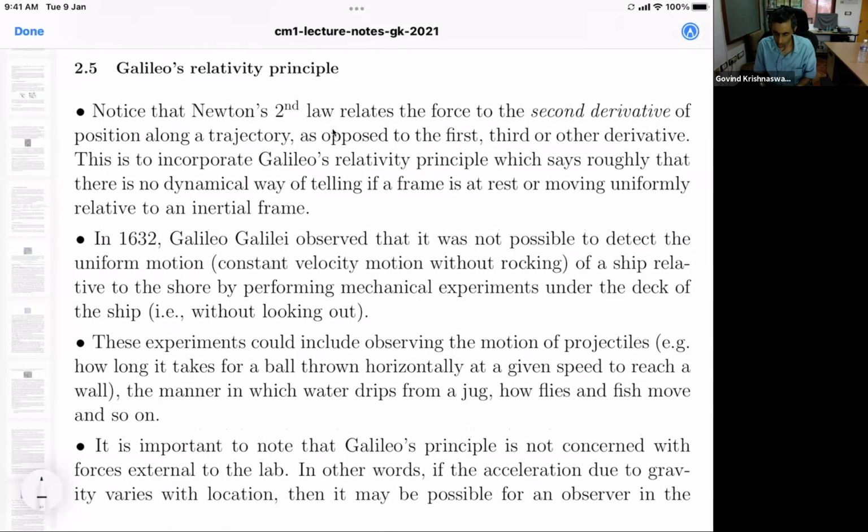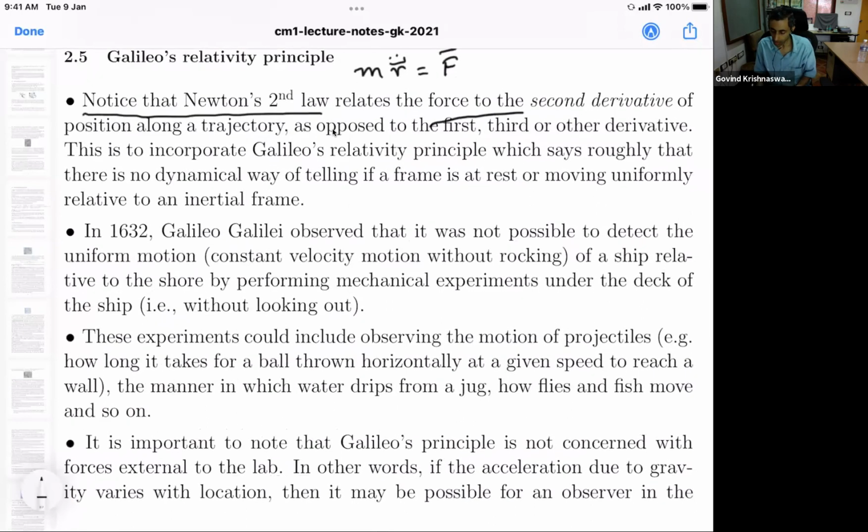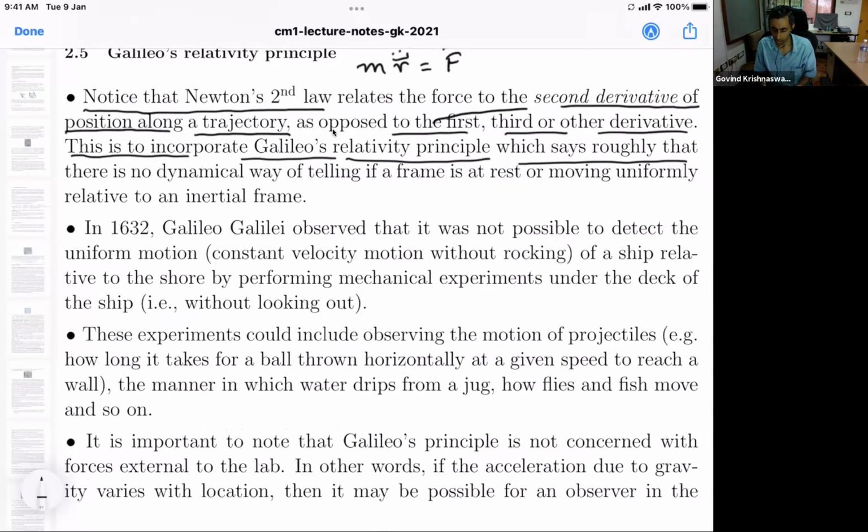So notice that Newton's second law, when I say Newton's second law, I mean the Newton's second law equation, namely m r double dot is equal to force, relates the force to the second derivative of position along a trajectory, as opposed to the first, third, or other derivative of the particle's position. And I said that this was to incorporate Galileo's relativity principle, which says roughly that there is no dynamical way, and I will clarify this, no dynamical way of telling if a frame is at rest or moving uniformly relative to an inertial frame.